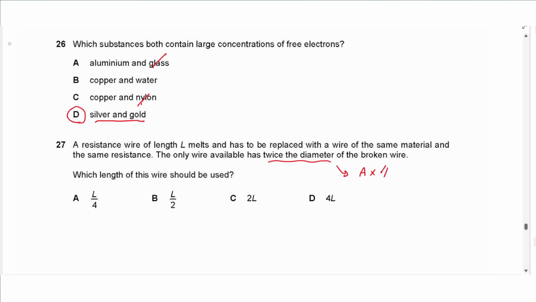So this would be multiplied by 4, and the resistance and area are inversely proportional, so resistance will be divided by 4. In order to return to original resistance, we need to multiply it again by 4 by increasing the length. Length is directly proportional to resistance. So the length must be multiplied by 4 also. So it is 4L. So the answer is D.